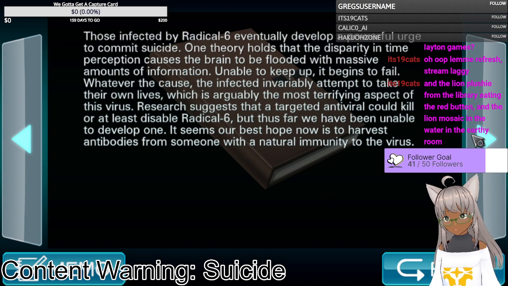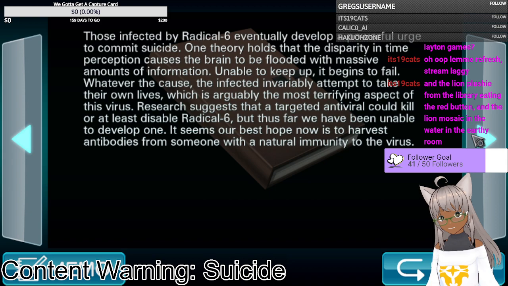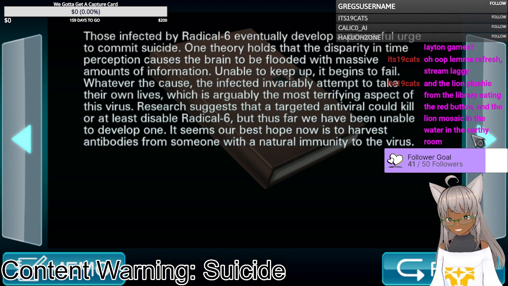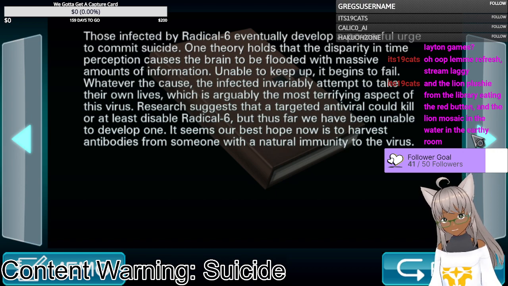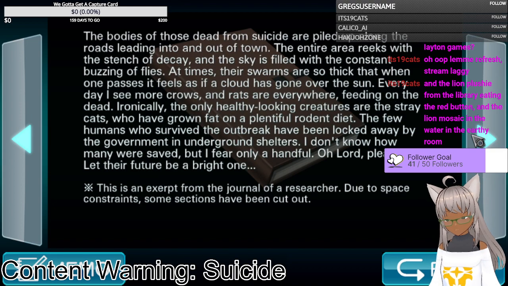Those infected by Radical 6 eventually develop a powerful urge to die. One theory holds that the disparity in time perception causes the brain to be flooded with massive amounts of information. Unable to keep up, it begins to fail. Whatever the cause, the infected invariably attempts to take their own lives, which is arguably the most terrifying aspect of the virus. Researchers suggest that a targeted antiviral could kill or at least disable Radical 6, but thus far we have been unable to develop one. It seems right now our best hope is to harvest antibodies from someone with a natural immunity to the virus.